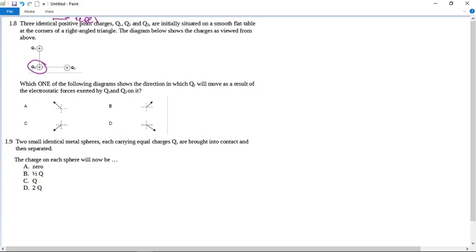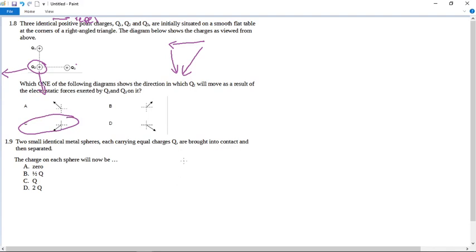Well, if we look at Q2 and we look at Q1, the charges are the same. Q2 will be repelled, so Q2 will move off in that direction. If we look at Q2 with respect to Q3, the charges are the same. They will be repelled. It will move off in that direction. So I have one force to the left, one force down. So if I draw in my vector triangle, the resultant will be down and to the left. So 1.8, the answer is C, down and to the left.